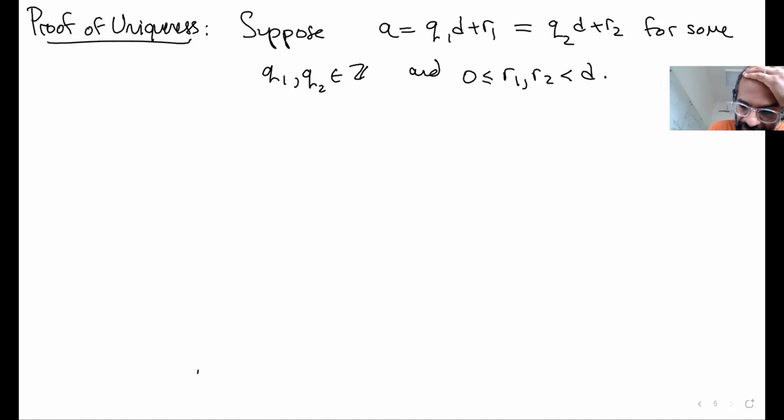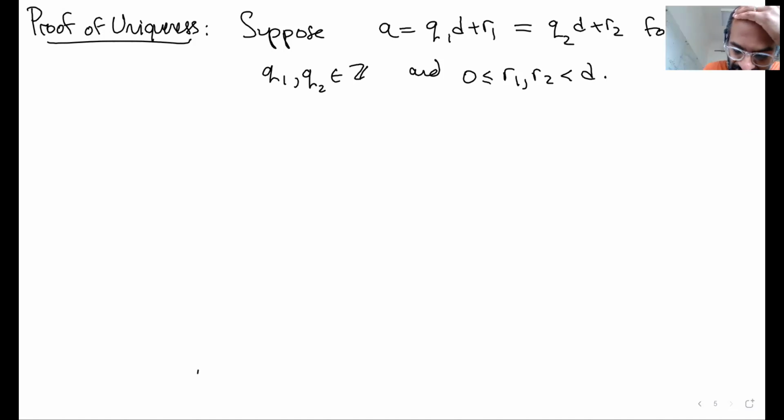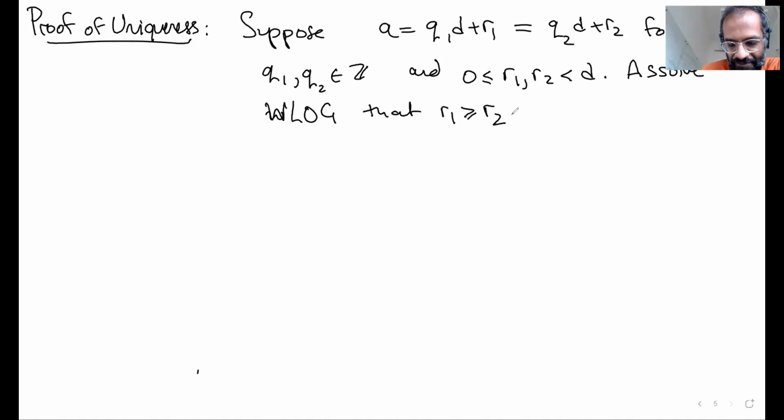So now I'm going to use a device which I discussed last time. I'm going to assume without loss of generality that R1 is greater than or equal to R2. WLOG means without loss of generality. All that means is, one of them is bigger, and I can just name them so that R1 is the bigger one.